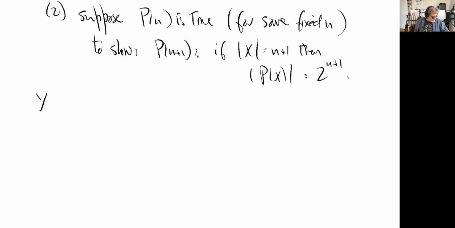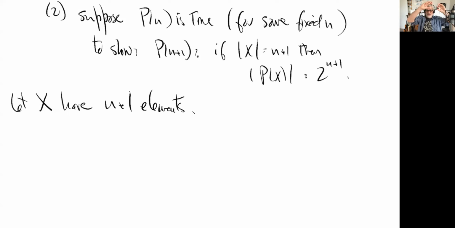All right, so let's see. I have X, which has n plus 1 elements. I want to use that little trick that I showed you for 3. So I'm going to pick an element in X. It doesn't matter which one. Notice that X cannot be empty. This is important, because n is at least 0, and we have n plus 1 elements.